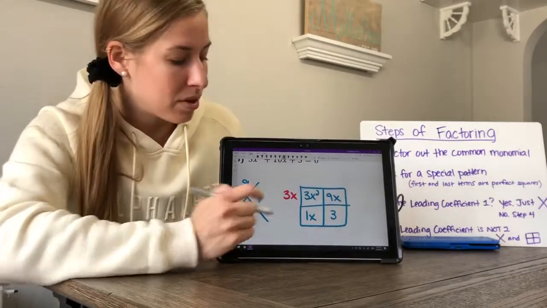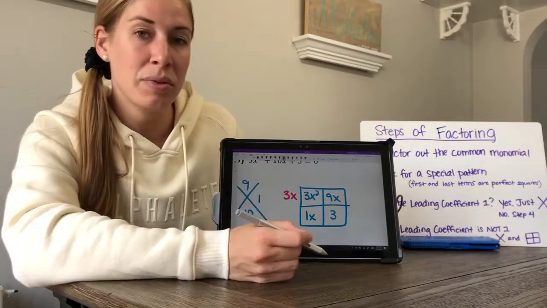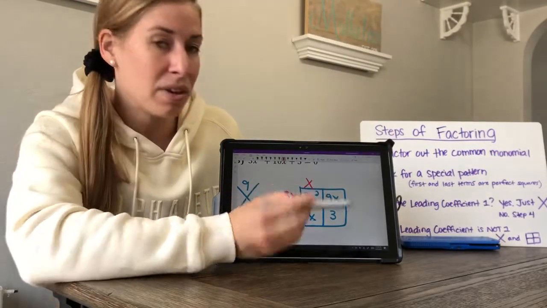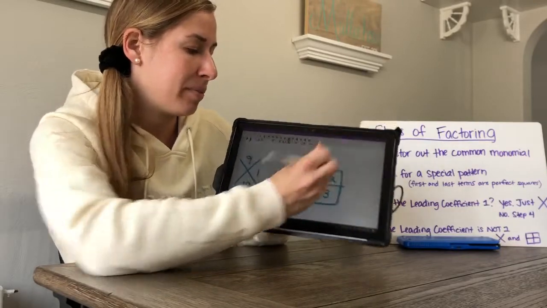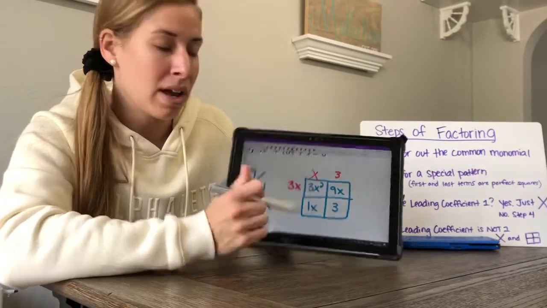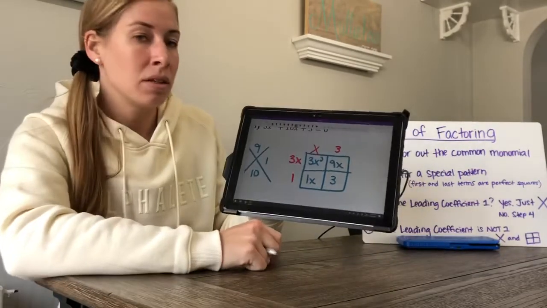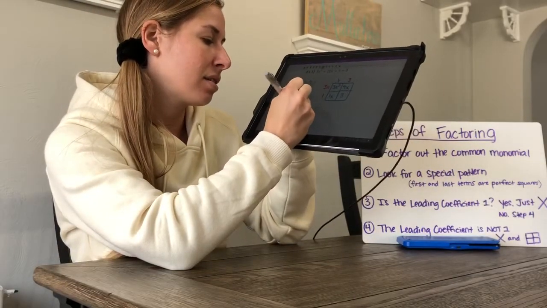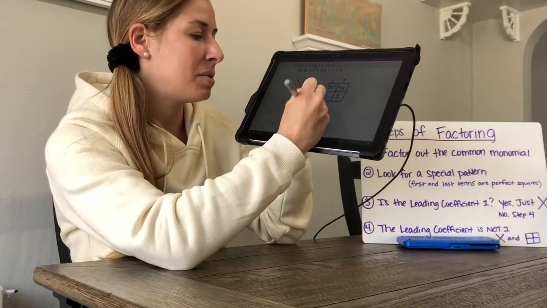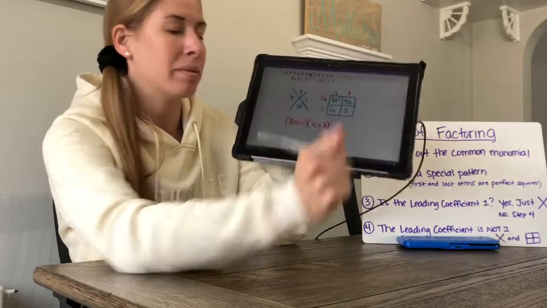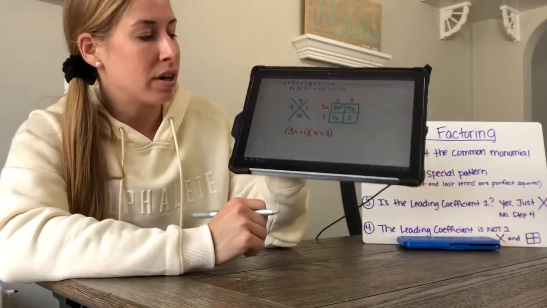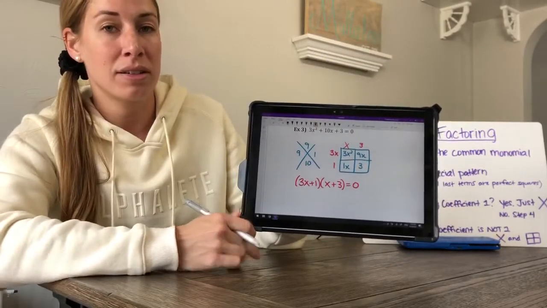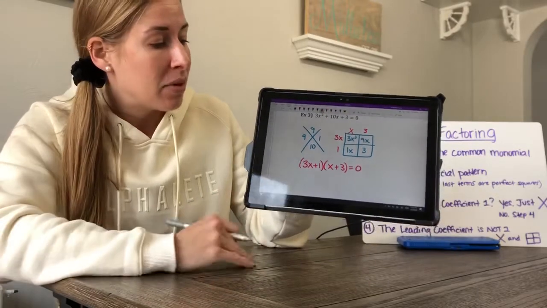And then working backwards, 3x times what gives you 3x squared? X. 3x times what gives you 9x? 3. X times what gives you 1x? 1. So there are your two bubbles. You've got 3x plus 1 times x plus 3. So there is your factored form, but it's an equation. And then we need to solve for x. So the factoring part is done. Now we need to solve for x.